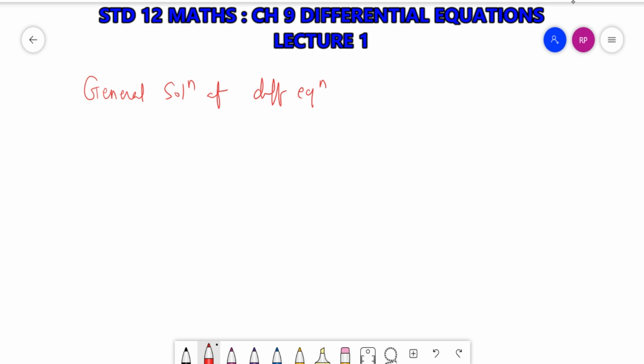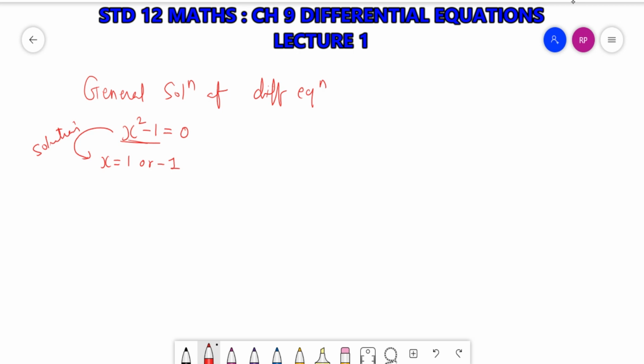Now see, just forget about differential equation, just a normal polynomial equation like x square minus 1 is equal to 0. Clear? Now what is its solution? x will be either equal to plus 1 or minus 1, right? So the solution of this equation, what is this? This is the solution of this equation.